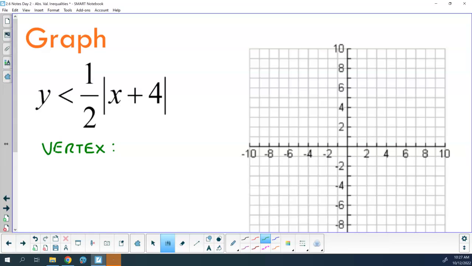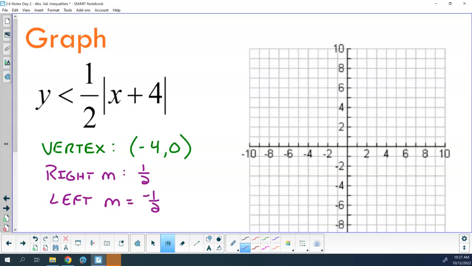Where be my vertex? Negative 4, 0. Right side slope, 1/2, which means my left slope is negative 1/2. So we're at negative 4 comma 0 there. Positive 1 half would be here, here, here, here, here, there. Negative 1 half would be there, there. Solid or dashed line? Dashed line on this one.